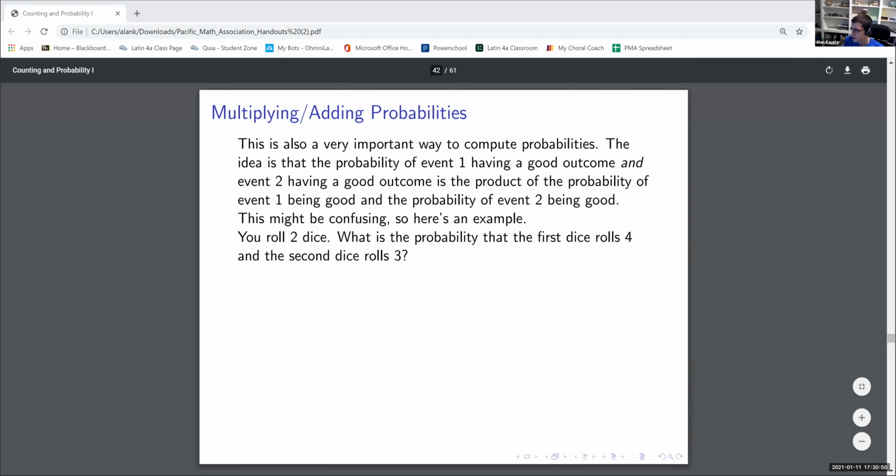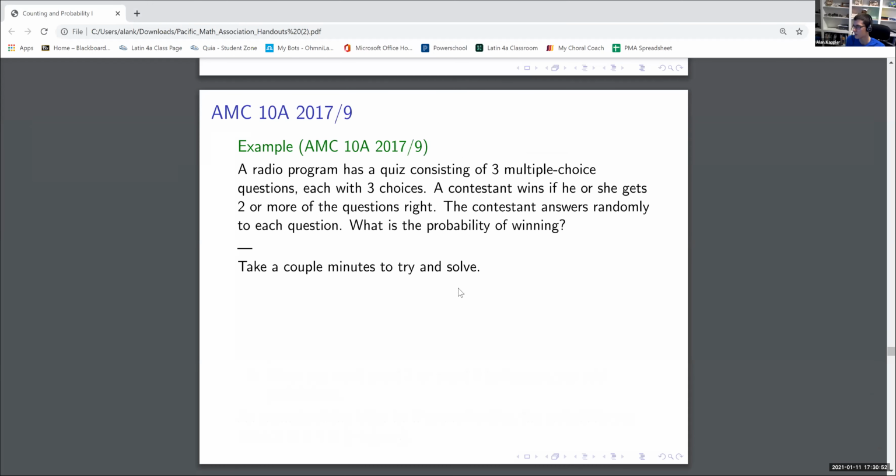So let's see. Our first problem is we have a radio program with a quiz of 3 multiple choice questions. Each question has 3 choices, and the contestant wins if they get 2 or more questions right. The contestant isn't very smart. They just answer randomly to each question. So what's their probability of winning? Take a few minutes, try to solve this.